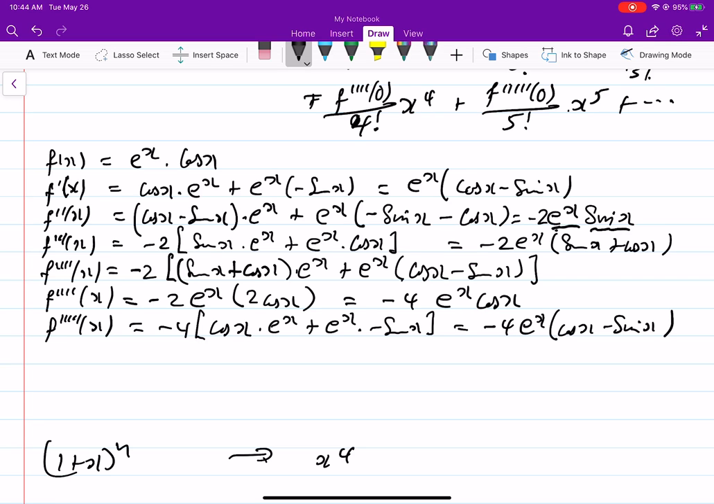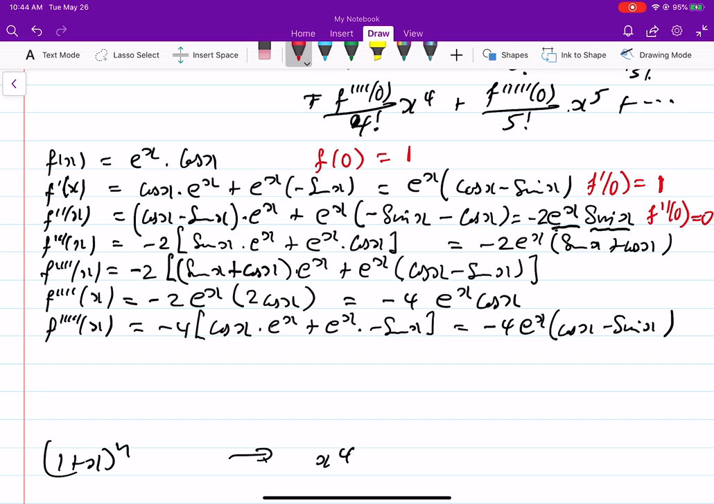Now the only thing left to do is to plug in 0 everywhere. Let me change the red so that I can easily recognize this. So the first one, f of 0, e to the 0 is 1. Cos of 0 is also 1, so that's 1. Good. F prime of 0, e to the x is 1. Cos x is 1, but sin x is 0. 1 times 1 is 1. So far, so good. F double prime, minus 2 e to the x times sine x. Sine of 0 is 0. So f double prime of 0 gives me 0. So that one disappears.